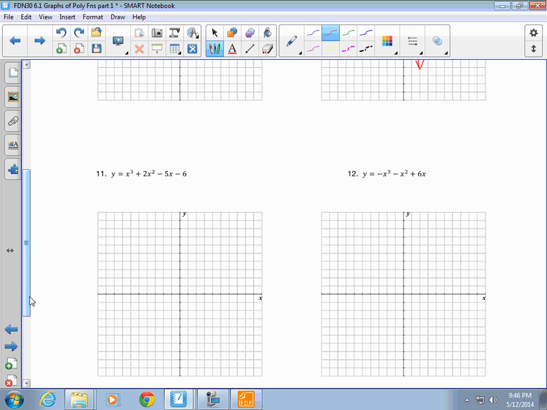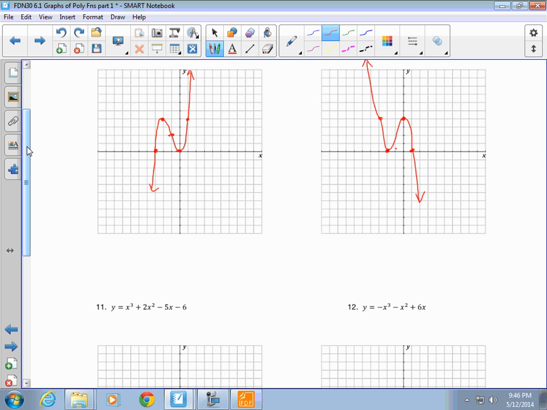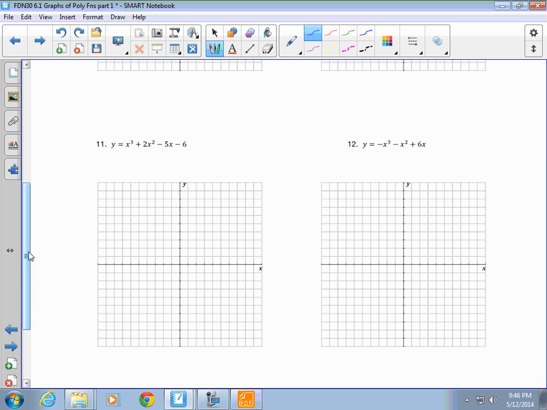And then number 11, y is equal to x cubed plus 2x squared minus 5x minus 6. So you'll see with this one, the difference between this one and number 9 is just going to be a little bit the way the graph is stretched. In this question here, our graph changed directions. You'll see in question number 11, it's going to change directions the same number of times, but it's just going to be stretched out a little bit.